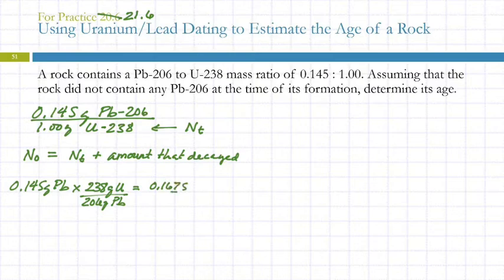0.1675 grams of uranium decayed. So that tells me that originally the uranium was the 1 gram that I have left plus the 0.1675 grams that turned into lead. And so N0 is 1.1675 grams.